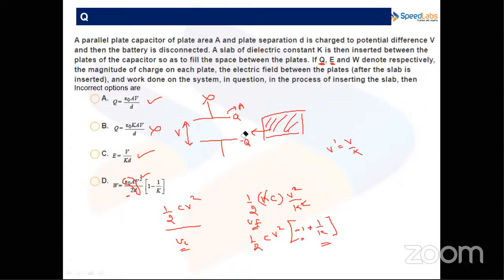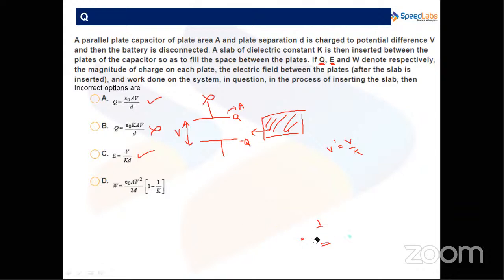The reason is that it automatically attracts the slab, so we have to push it. Okay. So in the process, we are doing some negative work, but answer given is positive. So work done on the system has to be negative, not the positive one. So because of the sign, if it is multi-correct, then you have to take D also. Is that clear? This is also incorrect. So option is BD. If it is single choice, then go for B only.